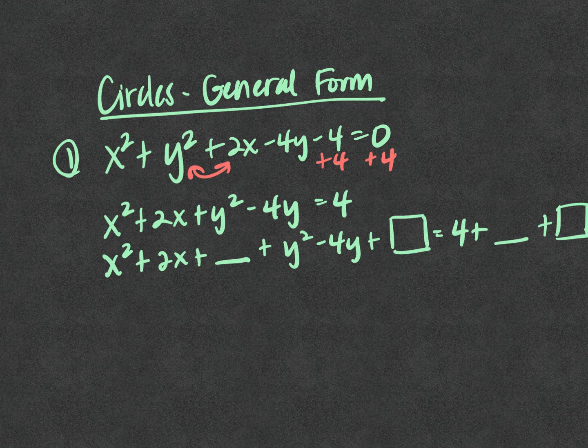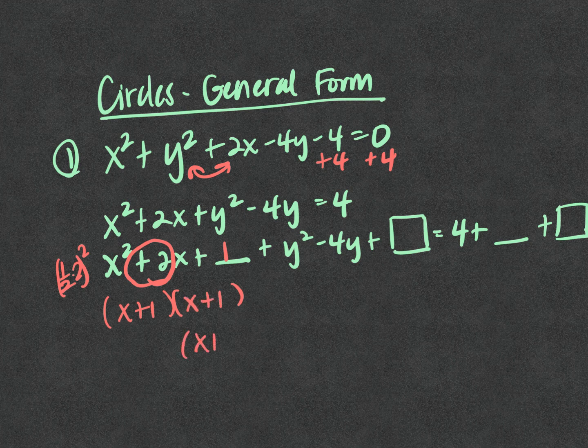All right, let's talk about the x squared. Now, hopefully you've watched that video, but what we're going to do is we're going to take half of this number b. So we're going to take half of 2 and square it. So we're going to say x squared plus 2x. Half of 2 is 1, squared is 1. Let's go ahead and factor that. That factors into x plus 1, which is x plus 1 squared.